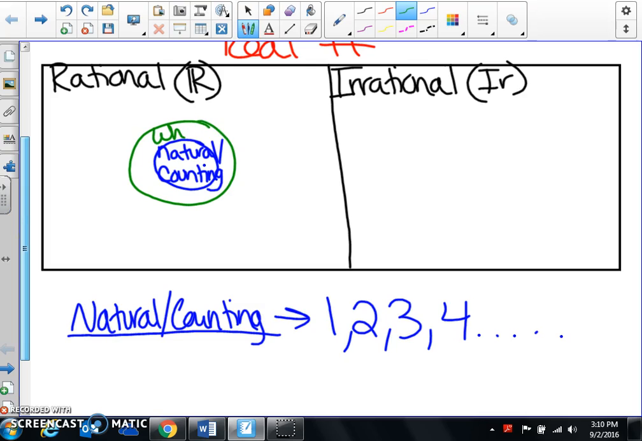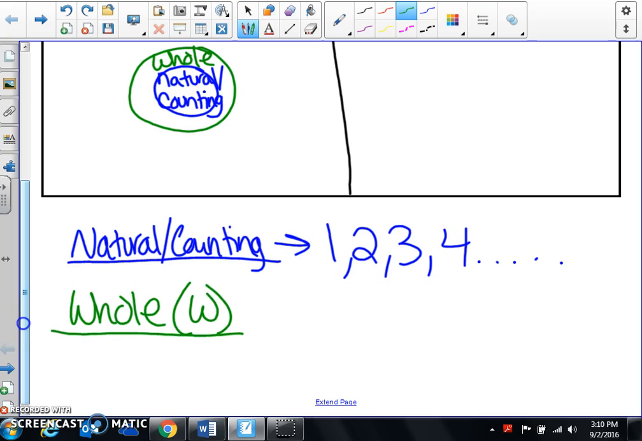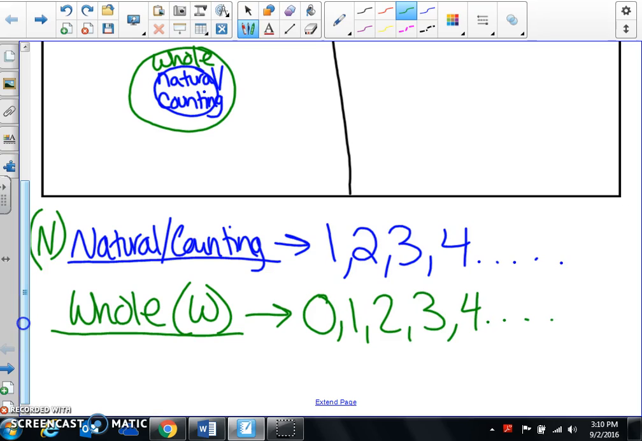After natural numbers, we have whole numbers. Whole numbers, by the way, that's a W. Up here, the natural is just an N. Okay, so whole numbers are 0, 1, 2, 3, 4, and so forth. The way I remember the whole is that it's the exact same thing as the natural, except we've just added in 0.